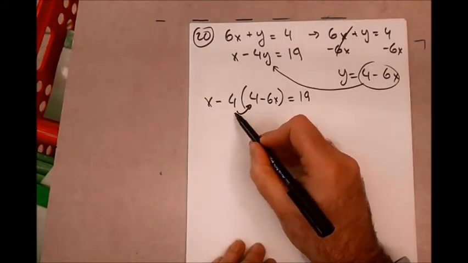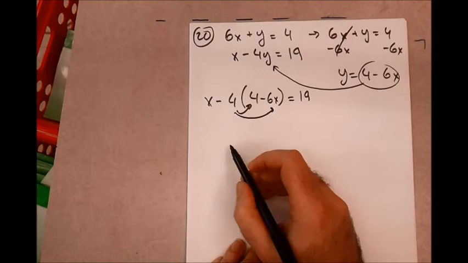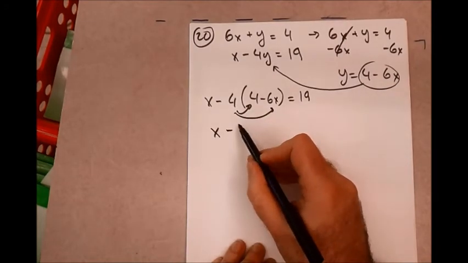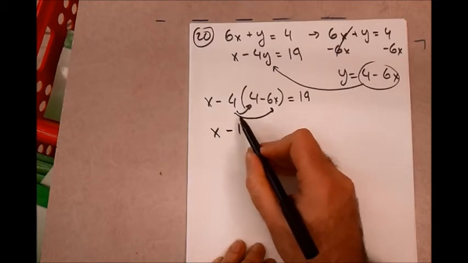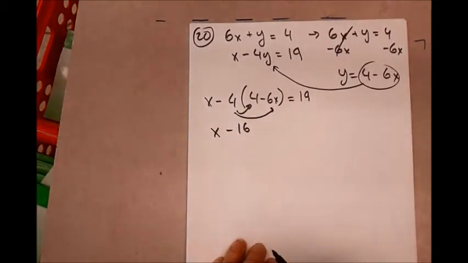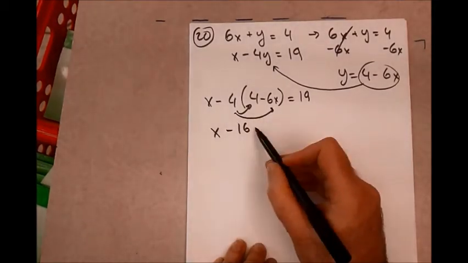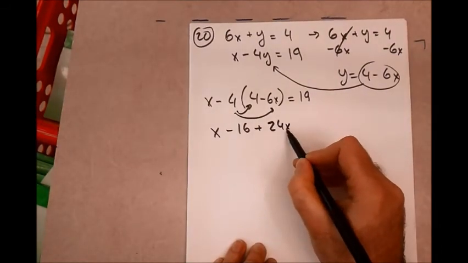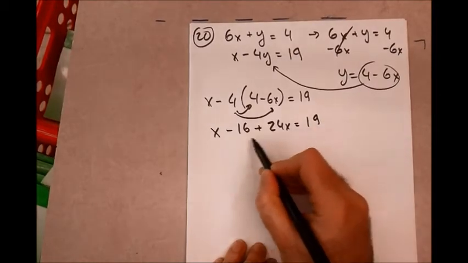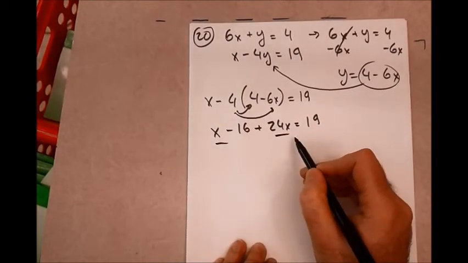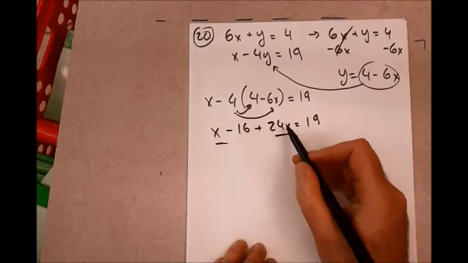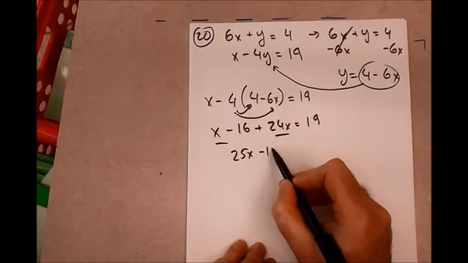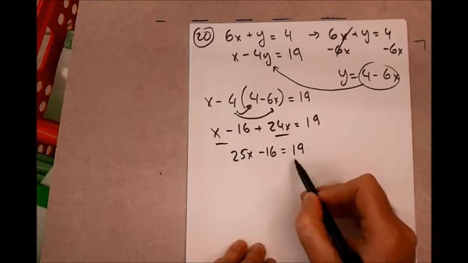Now we have to open up this parenthesis by distributing. X minus 4 times 4, 16. Then minus 4 times minus 6x, so minus times minus, that's plus. 4 times 6, that's 24, so 24x equals 19. Combine my like terms. So x plus 24x, 25x minus 16 equals 19.